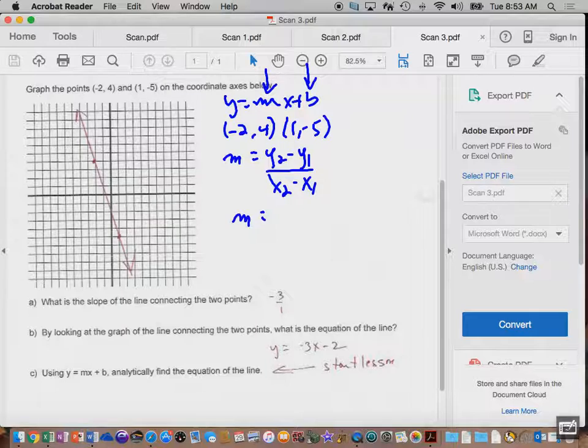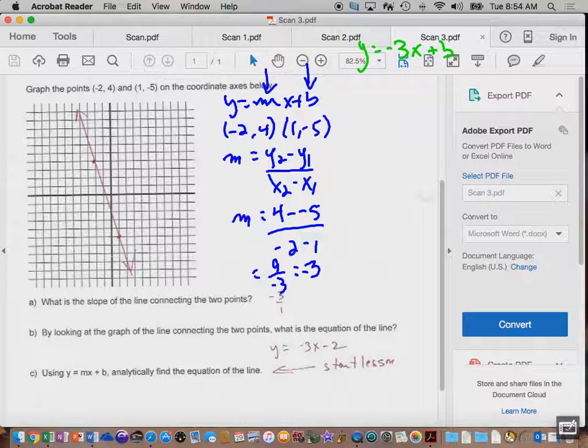So I like to subtract in the order that the y's come out positive. You do not need to, it will work the same either way, but I'd rather do 4 minus -5, or plus 5, and then -2 minus 1. So that works out to be 9 over -3, which is -3. So now I come up here, having found what my slope is, and I write y equals -3x plus b.